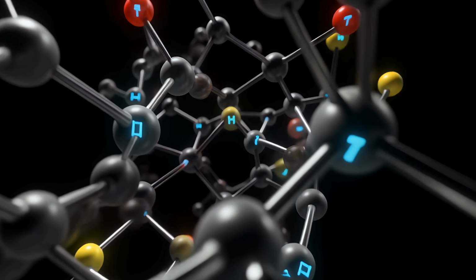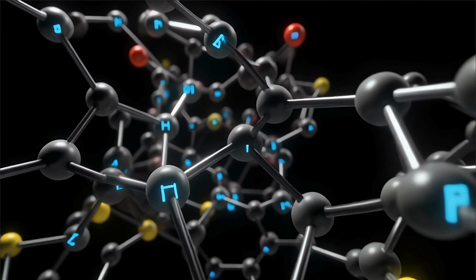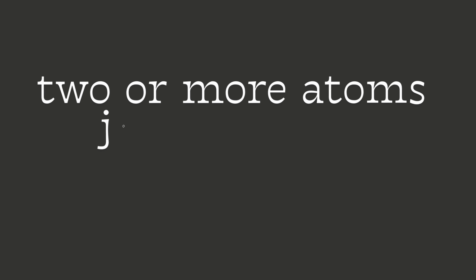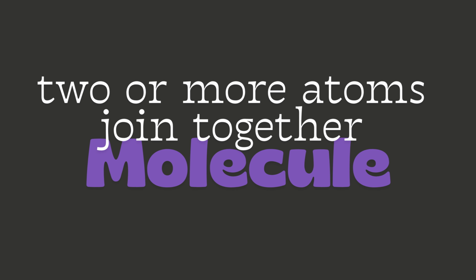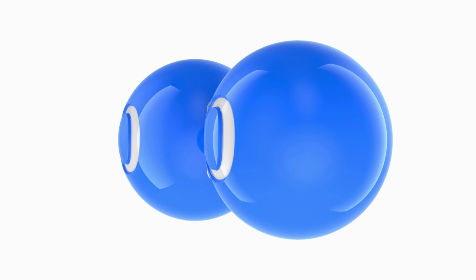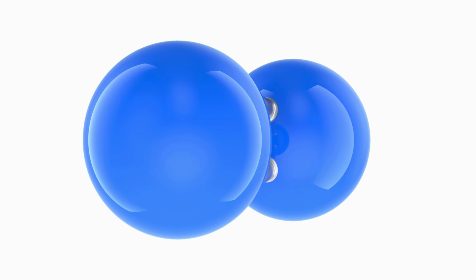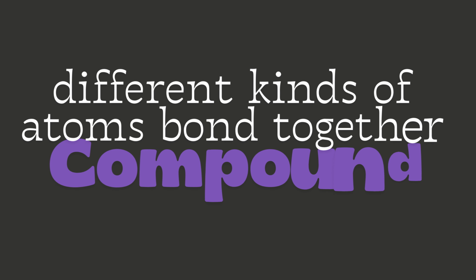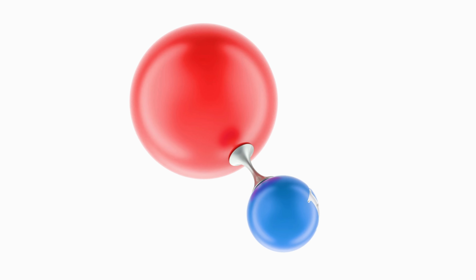Now let's talk about what happens when atoms bond together. When 2 or more atoms join together, they form a molecule. For example, 2 oxygen atoms bond to form O2, a molecule of oxygen gas. When different kinds of atoms bond together, they form a compound. For example, hydrogen and oxygen bond to form H2O, which is water.